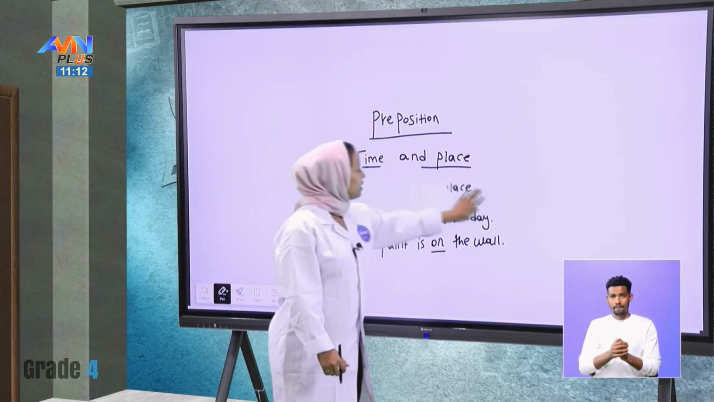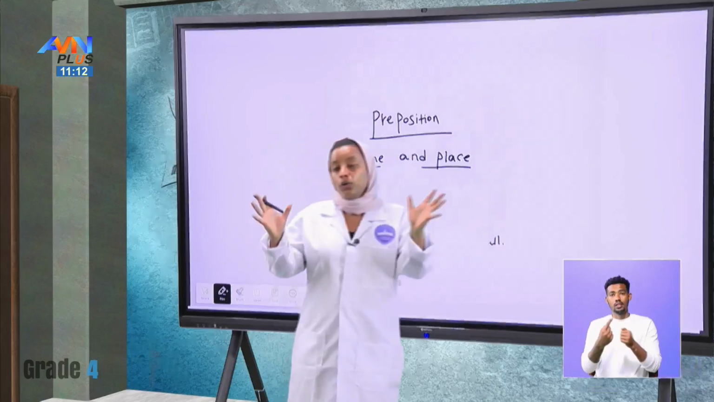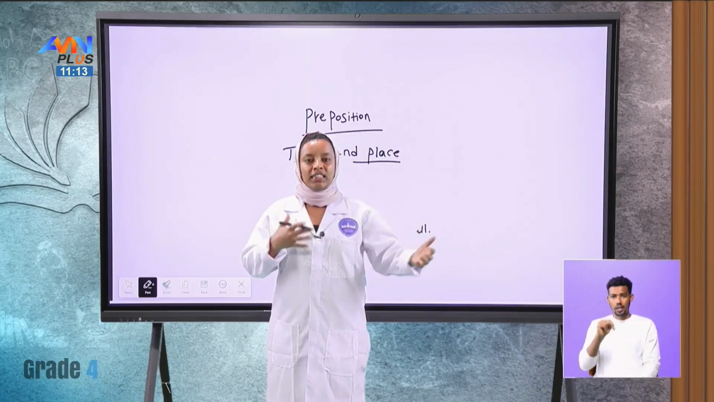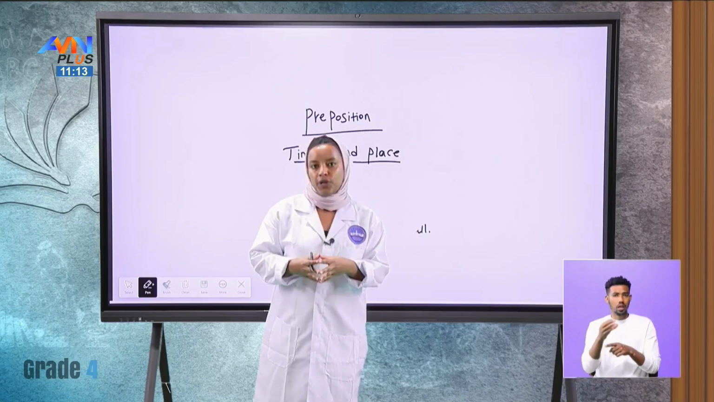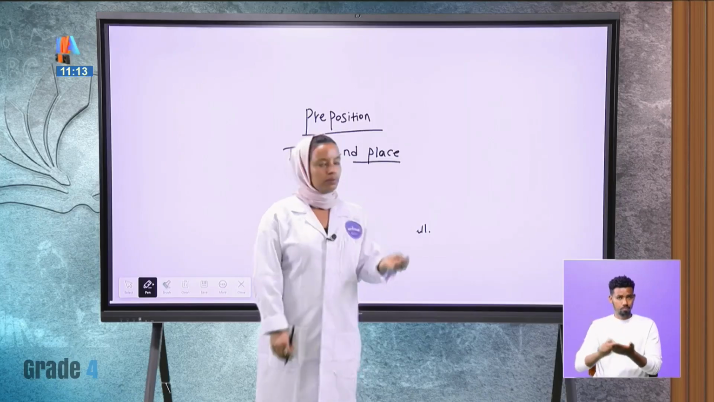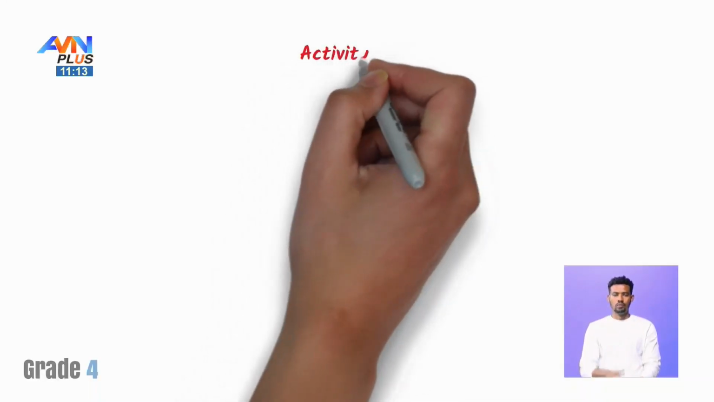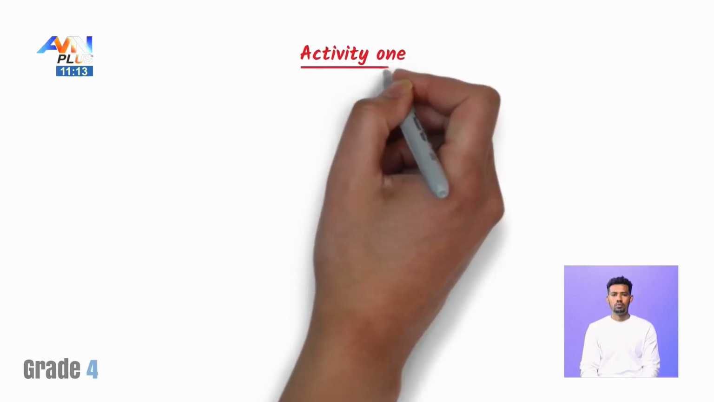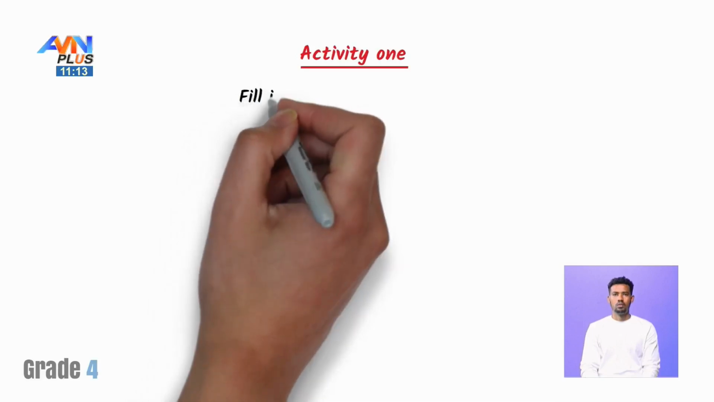Students, this is a lesson on prepositions. It's a wide lesson, but we only mention three prepositions: in, on, and at. Let me give you some exercises and let us practice together. Don't forget to write and copy the note and exercise. Activity 1. Fill in the blanks.